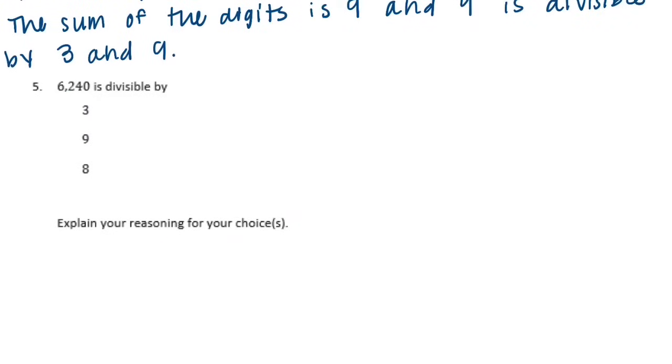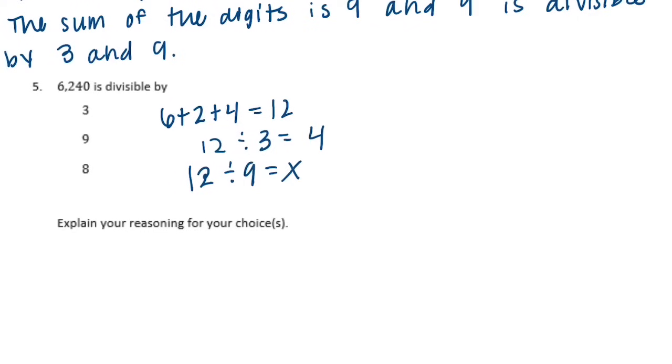Number 5, 6,240 is divisible by 3, 9, and 8. So let's start with 3 and 9. 6 plus 2 plus 4 plus 0. 6 plus 2 is 8 plus 4 is 12. So we can do 12 divided by 3. We get 4, but 12 divided by 9, we don't get a whole number. So it's divisible by 3, but not 9.